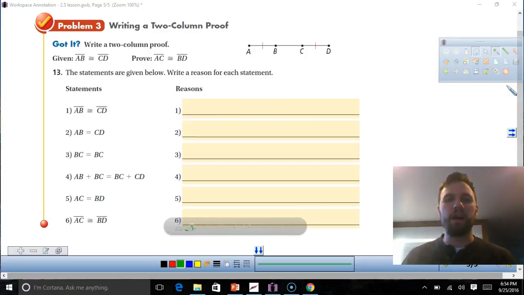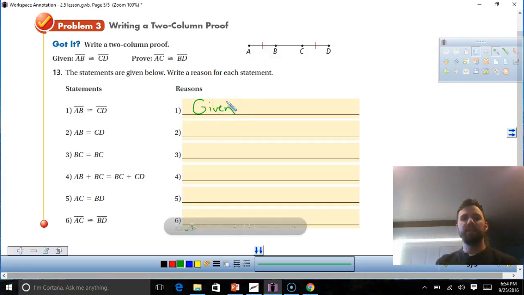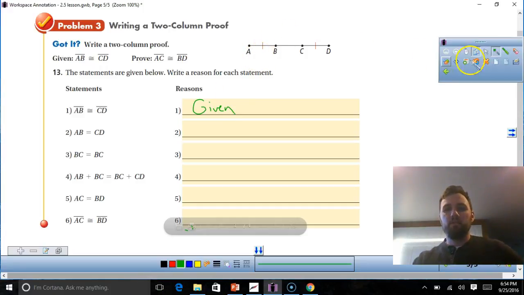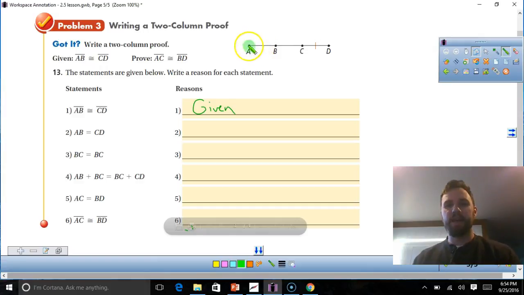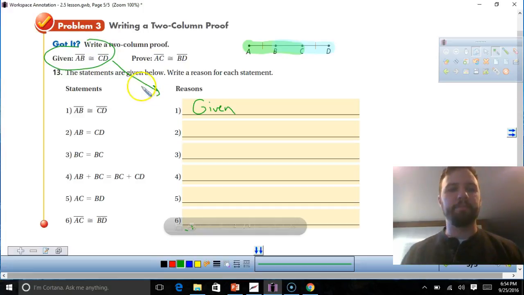Alright, write a two-column proof. I kind of already showed that. I don't know if I was supposed to. Okay. First step is always given. I'm going to write that right now. So we're given AB is congruent to CD, and what we're looking for is we want to show that AC is congruent to BD. Alright, I think I can do that. I take my given and I copy that down as my first step.